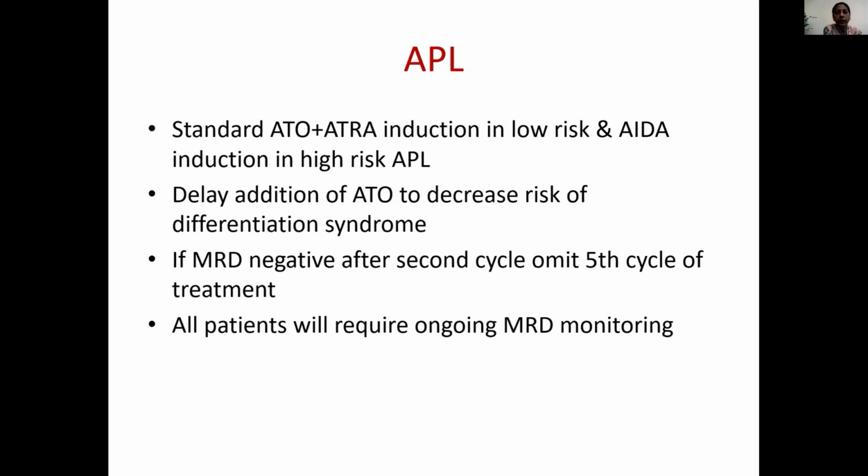For acute promyelocytic leukemia, standard ATO/ATRA induction in low and intermediate risk disease and AIDA induction in high risk APML is recommended. We haven't done any APML during the COVID crisis. There is a recommendation to delay addition of ATOs to reduce the risk of the differentiation syndrome. So if patients are MRD negative after the second cycle, then we can consider omitting the last cycle of consolidation. And obviously these patients would require ongoing MRD monitoring and then adjustment of the treatment accordingly.